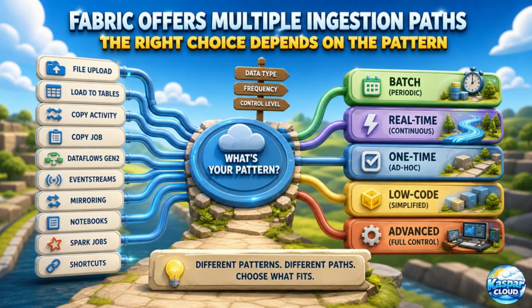Fabric provides multiple ways to bring data into a lakehouse, and selecting the appropriate option is an important part of data engineering design. Engineers can use file uploads, load to tables, copy activity, copy job, Dataflows Gen2, Eventstreams, mirroring, notebooks, Spark job definitions, and shortcuts. The best choice depends on the source system, data volume, refresh frequency, transformation complexity, and the technical skill set of the team. A batch database extract, a real-time event stream, and a one-time CSV upload should not be handled in the same way. Fabric offers different tools to support these different ingestion patterns.